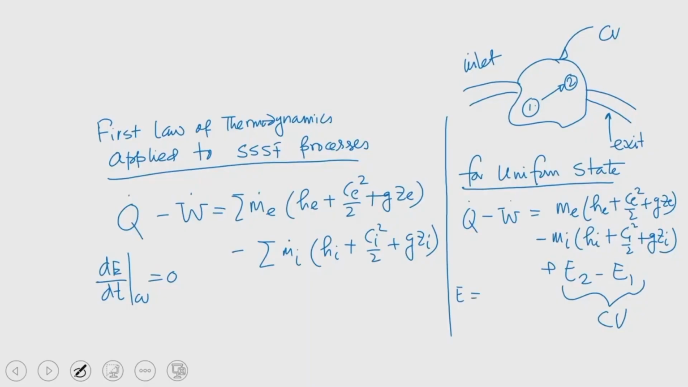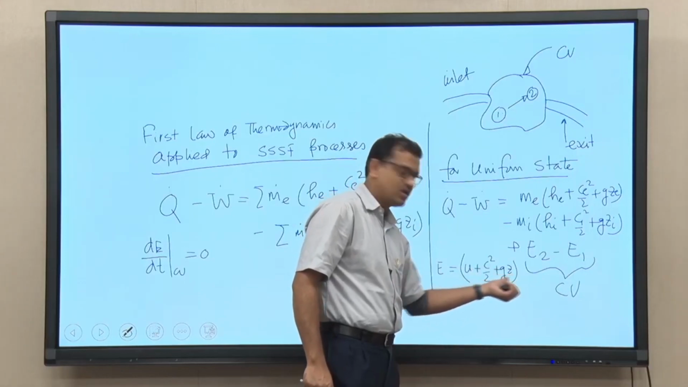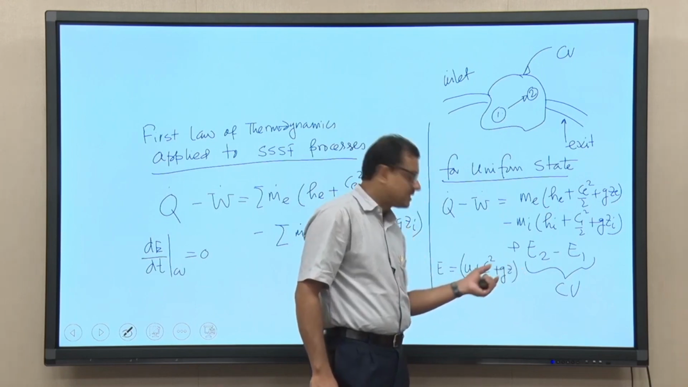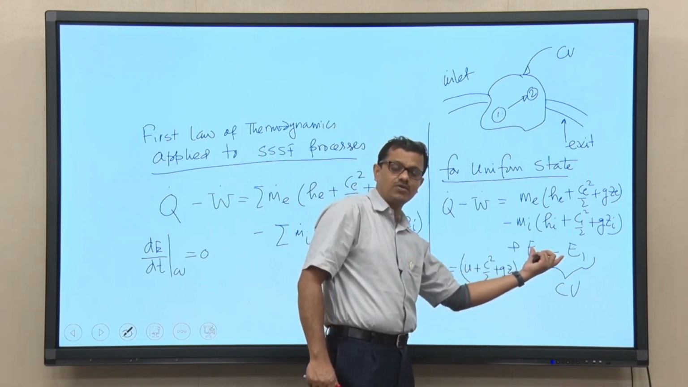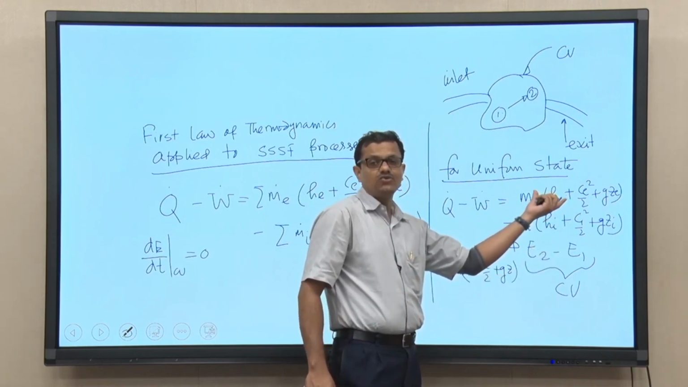So, this E, I am writing, that is u plus C squared by 2 plus g z, but it is not h, because it is the thermal energy for the non-flow system. So, if I use suffix 2, then it would be u2, c2 and g z2. If it is suffix 1, it would be u1, c1 and g z1. So, basically this is the change in energy within the control volume, and this change in energy has nothing to do with change in energy due to flow.